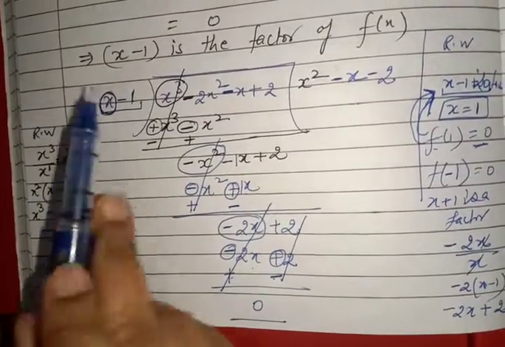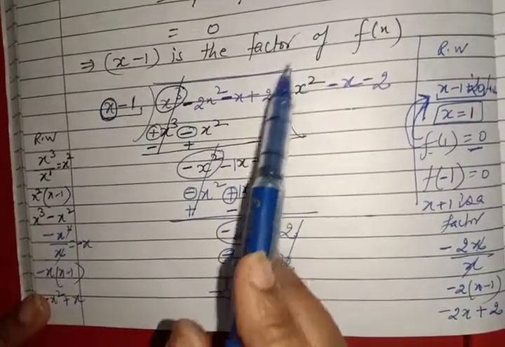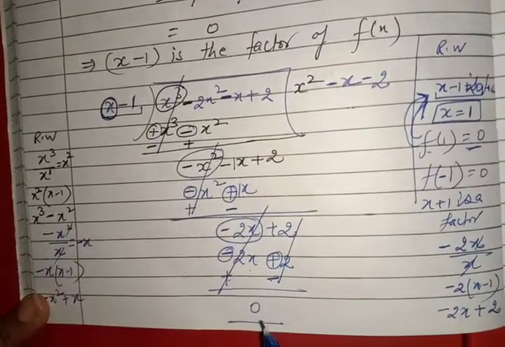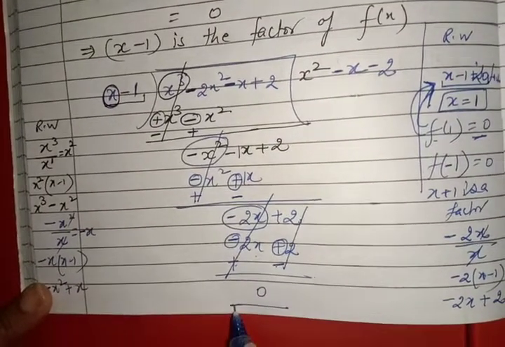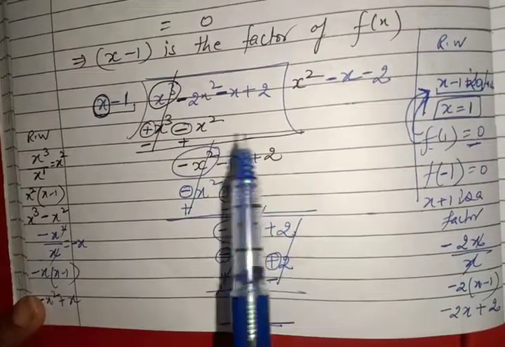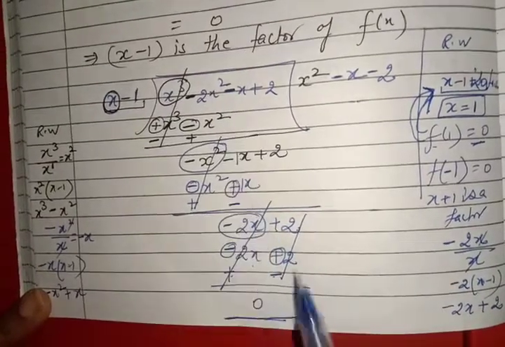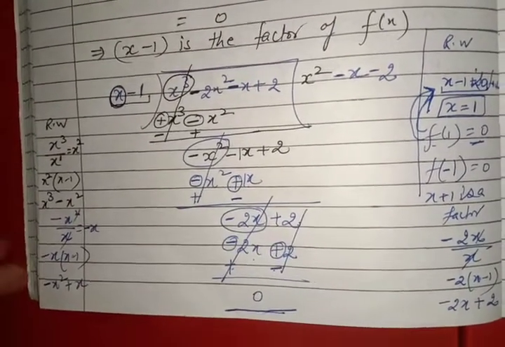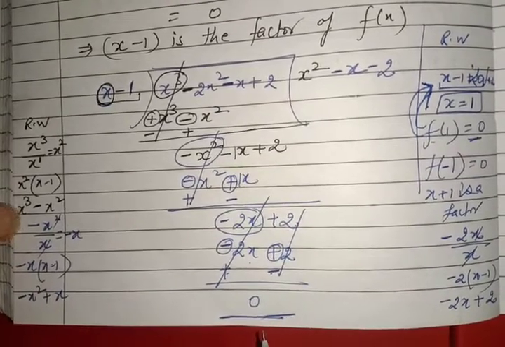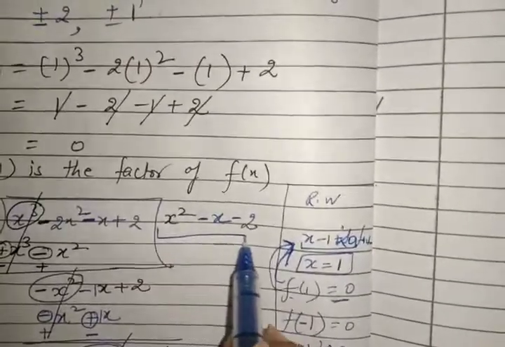Why 0? Because it is given that x minus 1 is a factor, and the meaning of factor is that if we divide a bigger polynomial by a smaller polynomial, we get remainder 0. You have done this in the factor theorem, that if one polynomial is the factor of another polynomial and we divide both, then we get remainder 0. If you are not getting remainder 0, it means you must have done something wrong somewhere.